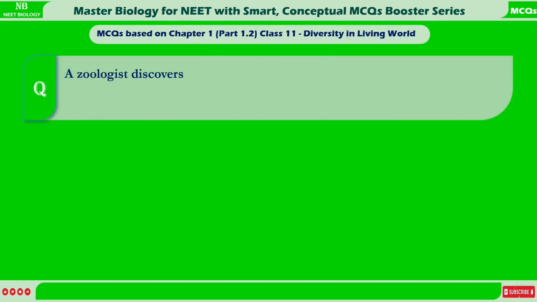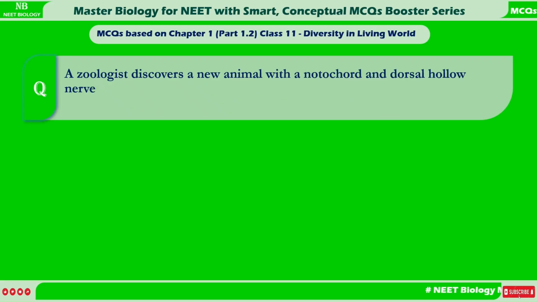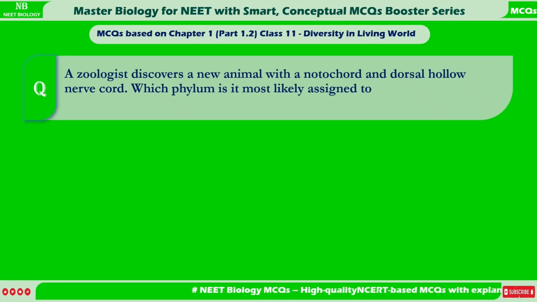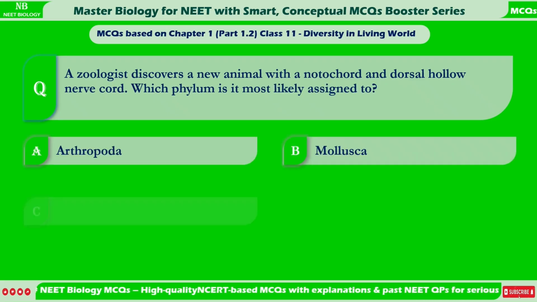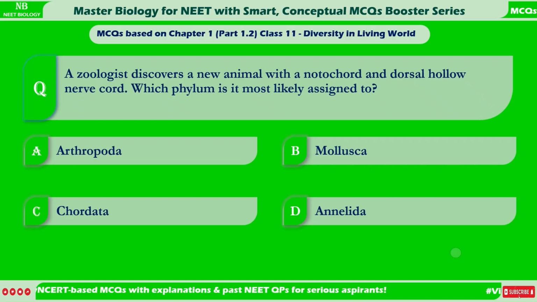A zoologist discovers a new animal with a notochord and dorsal hollow nerve cord. Which phylum is it most likely assigned to? A. Arthropoda, B. Mollusca, C. Chordata, D. Annelida.